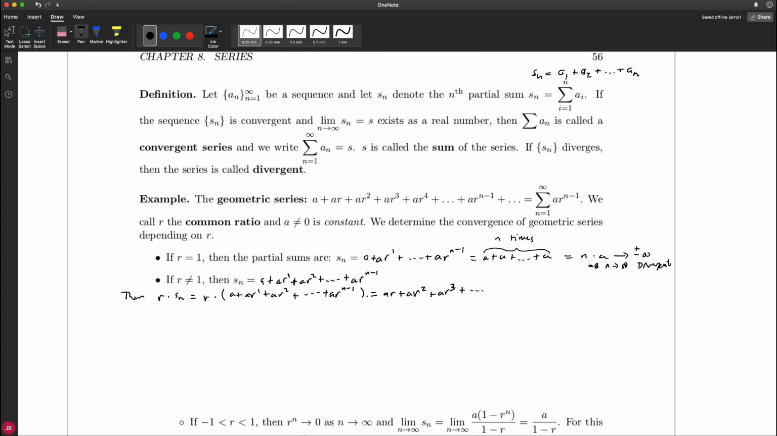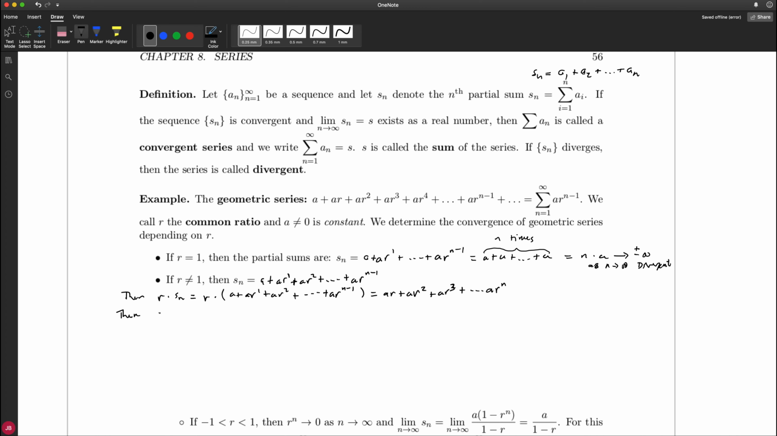And now the very last term I get is r times a times r to the n minus 1, which is actually ar to the n, right? Okay, now let's do something that seems like you're not supposed to know where the idea came from, but bear with me here, and hopefully we're all going to see the punchline together.